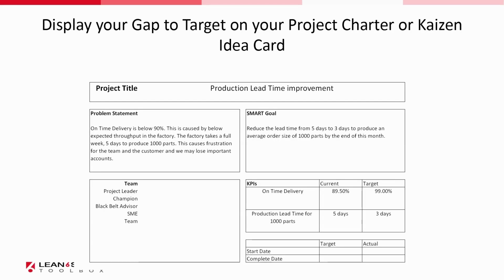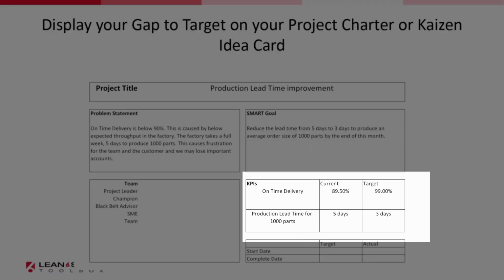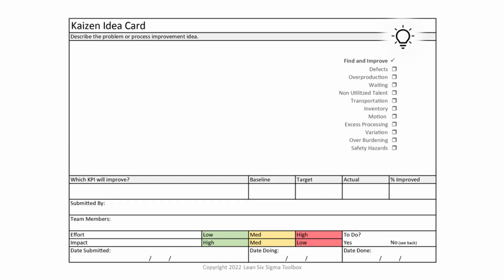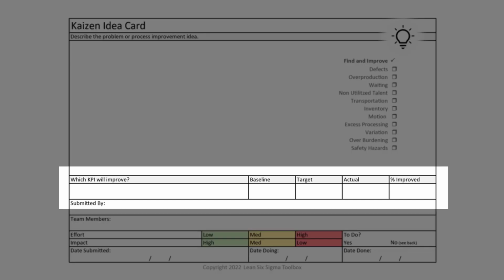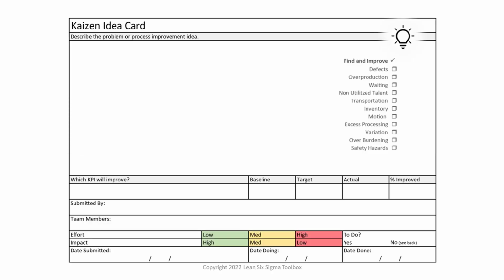Once you've calculated your takt time and you know the numbers you need to hit, go back to your project charter, and in the KPI section, just fill out your current throughput and where your target needs to be, which would be your takt time. If you're using the Kaizen idea card, same thing. Just go to the KPI section, put your current throughput, or current minutes per unit or units per hour, in the KPI section, and then the target you need to hit, which again is your takt time.